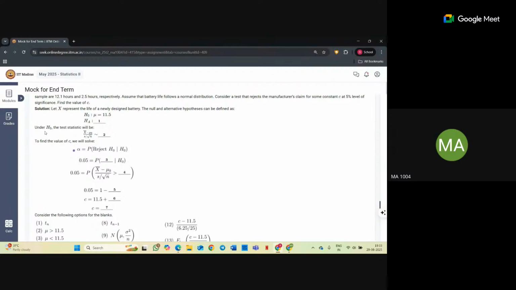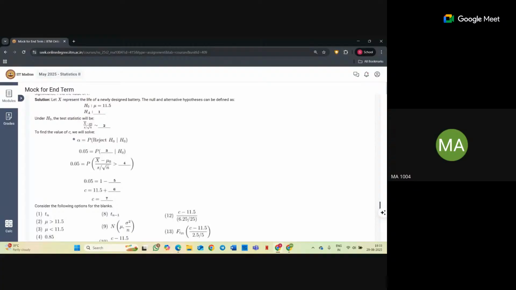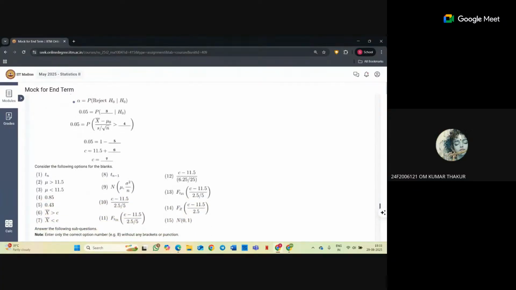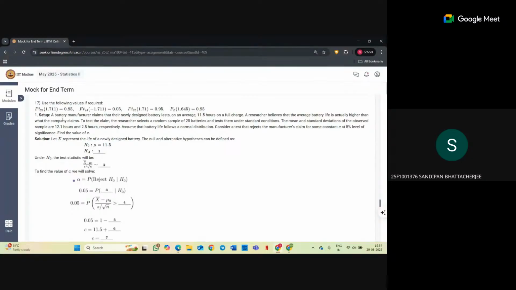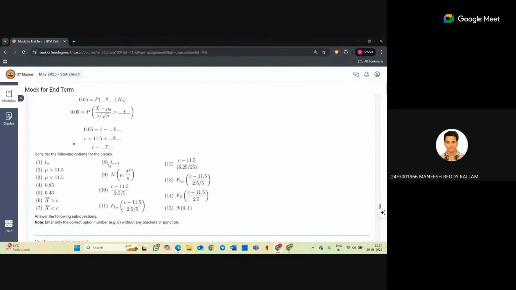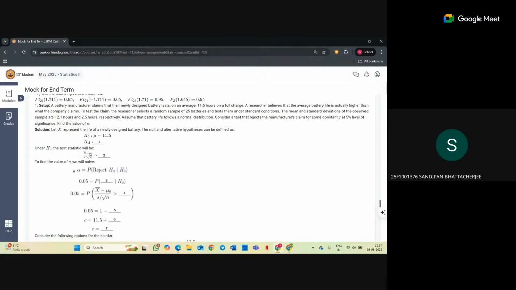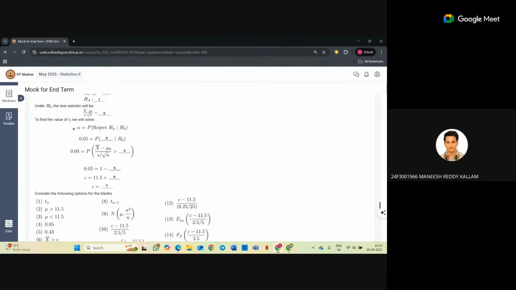Now under H naught, the test statistic will be following what distribution? Normal, with mu and sigma squared by n? It would follow a t distribution, a t with n minus 1 degrees of freedom. Why not normal?